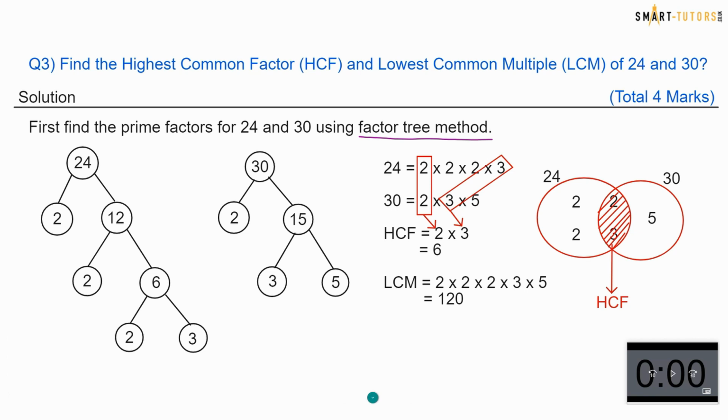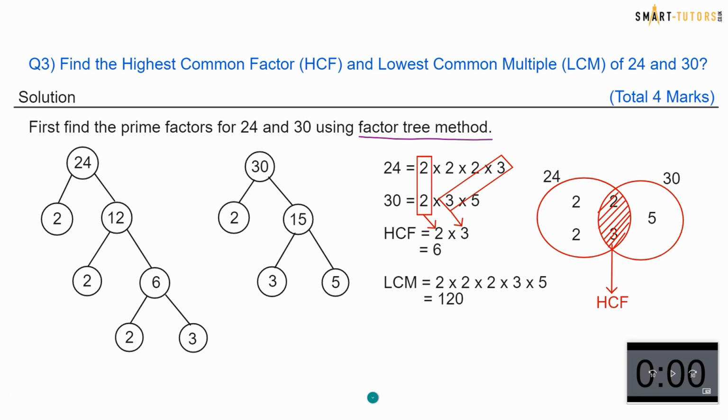Now, for the common intersection region, you multiply 2 times 3, and that gives the HCF. And if you multiply all the numbers inside the circles, that gives the LCM. So 2 times 2 times 2 times 3 times 5 gives the LCM. You may have another method, so please stick to your method. At least you need to have a method to do this HCF and LCM for your final examination.